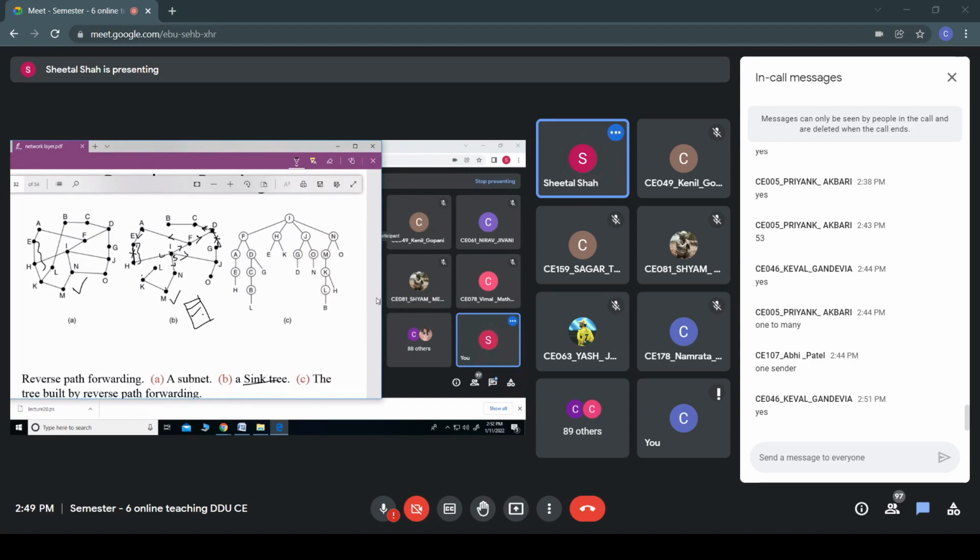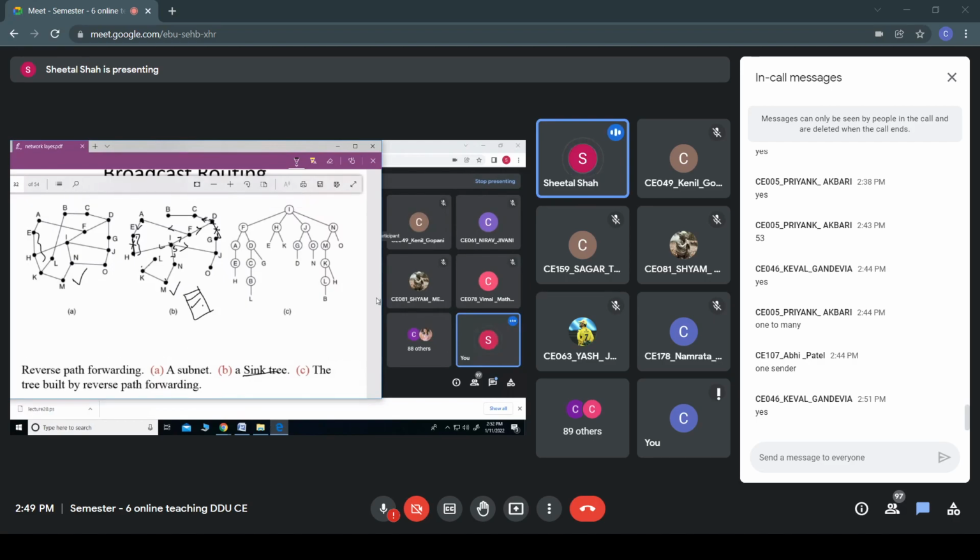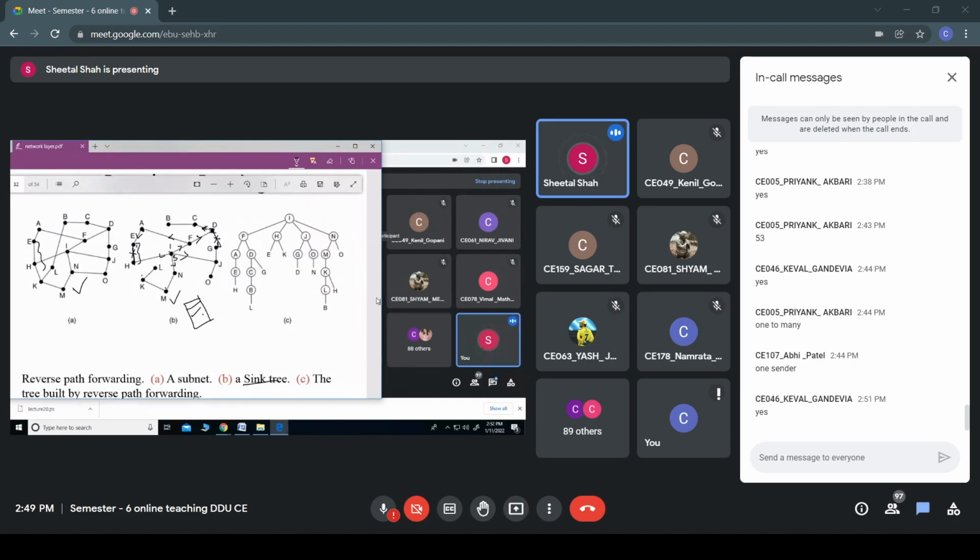One more way of broadcasting is known as reverse path forwarding. In case of spanning tree, what we have learned is that everyone should know the spanning tree of others. But in case the spanning tree is not known, then we can use the other way, which is known as reverse path forwarding.